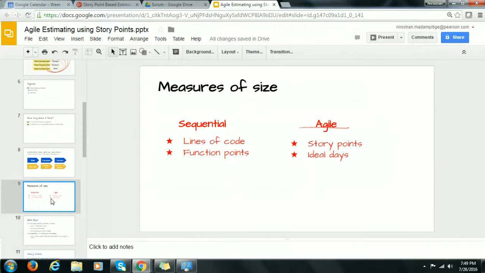Then ideal days. As the name suggests, ideal days is simply a set of days or a day, assuming you're not interrupted, you have 100% attention on a given job, and everything you need in order to do the job is provided to you. So these are the two ways of measuring the size: in a sequential way and in an agile way.